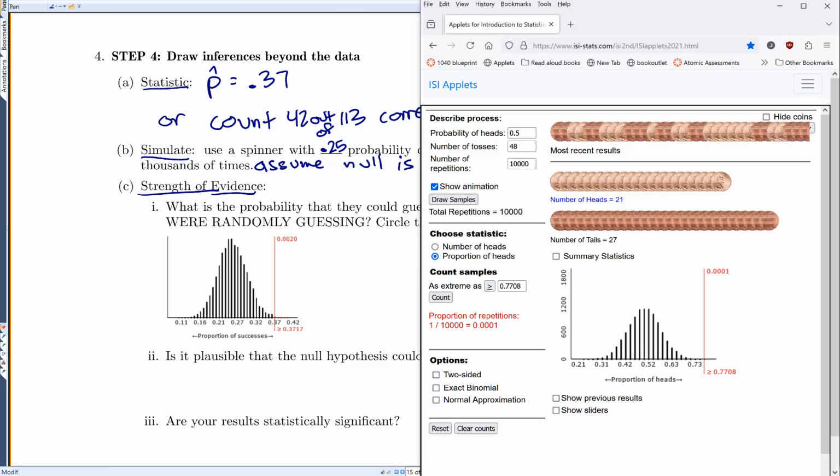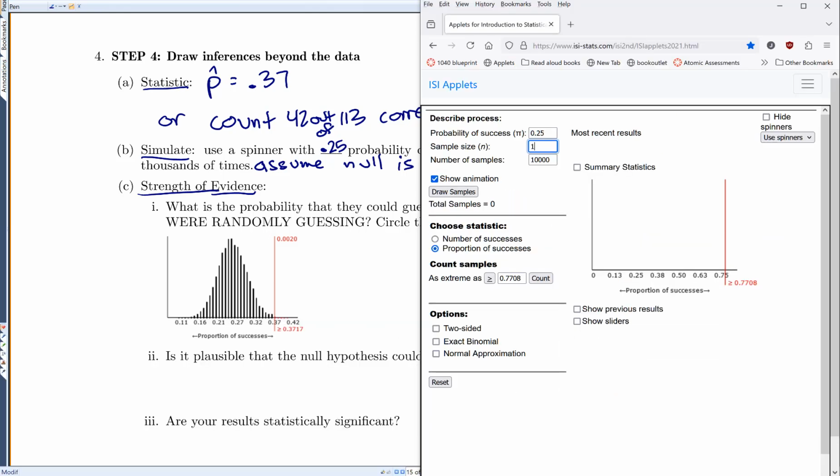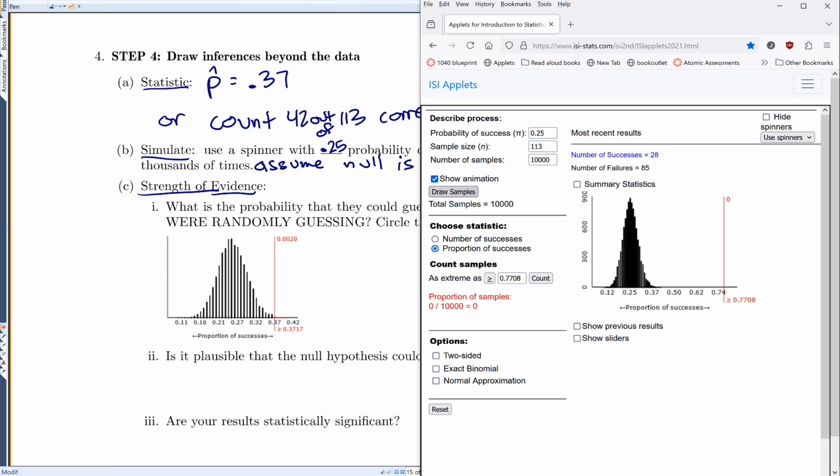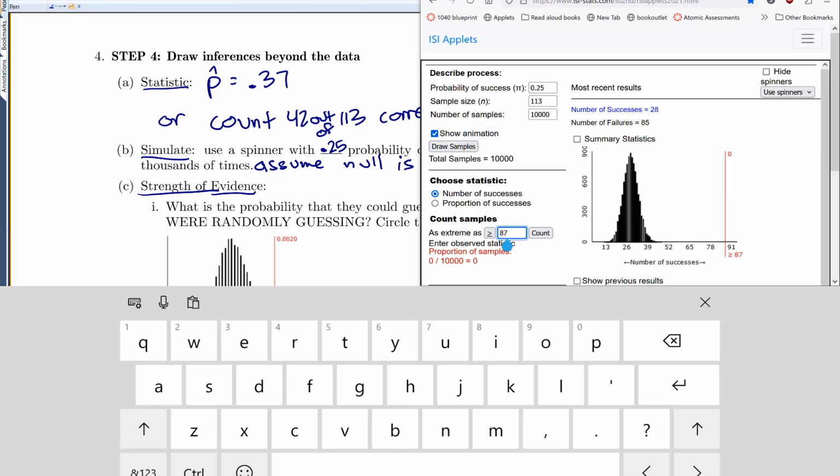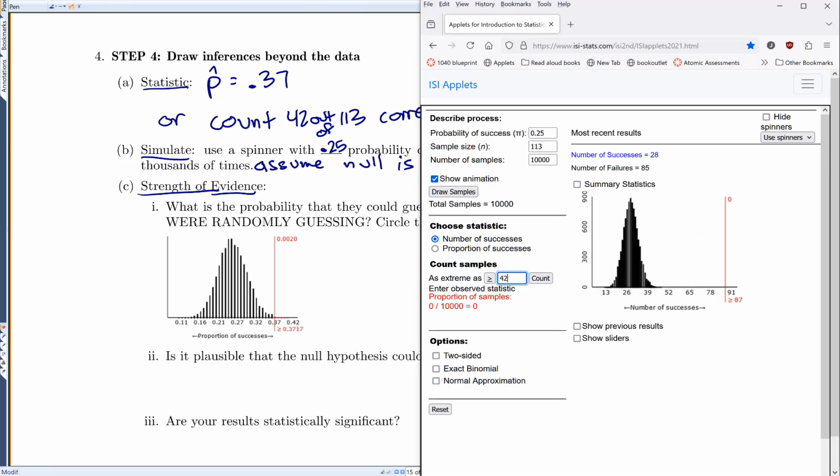So let's pull up our applet. Okay, so my probability of success has to change to 0.25. We did something 113 times. 10,000 times, draw my samples. Okay, so we can look at the number of successes. They were correct 42 times. We still want it to be a greater than.